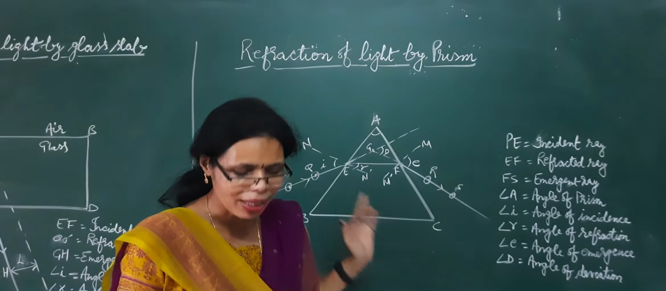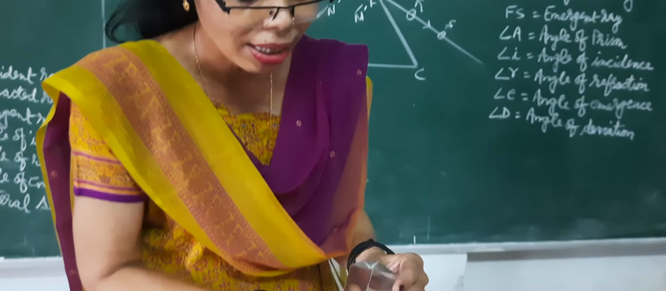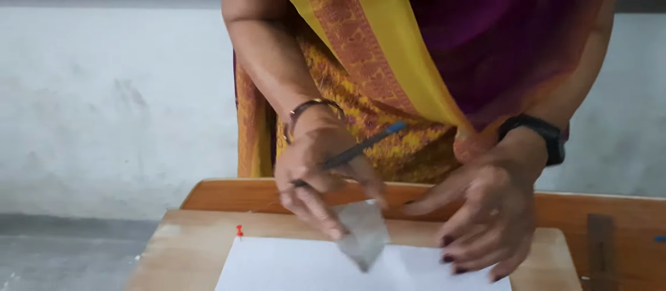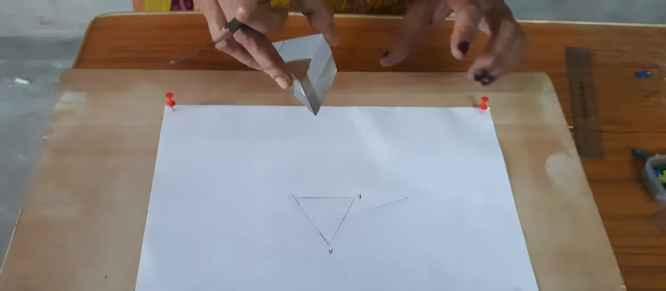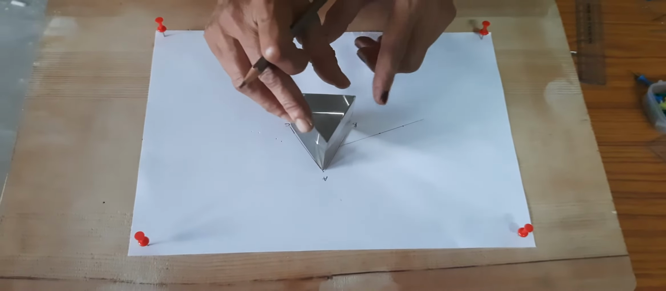Refraction of light by prism. Prism has these 3 rectangular faces and 2 triangular bases. So first fix white paper on a drawing board, then trace the shape of prism.